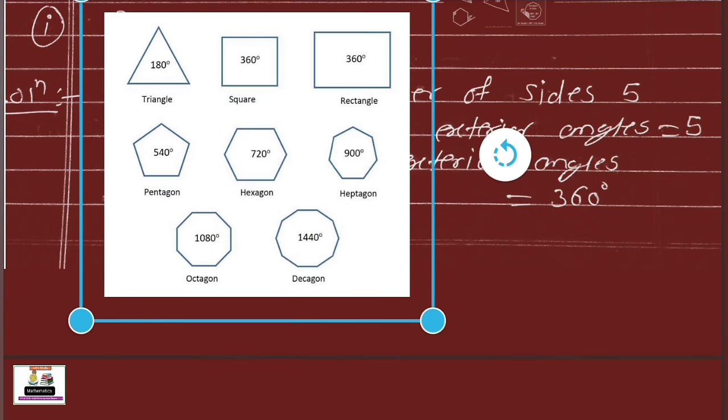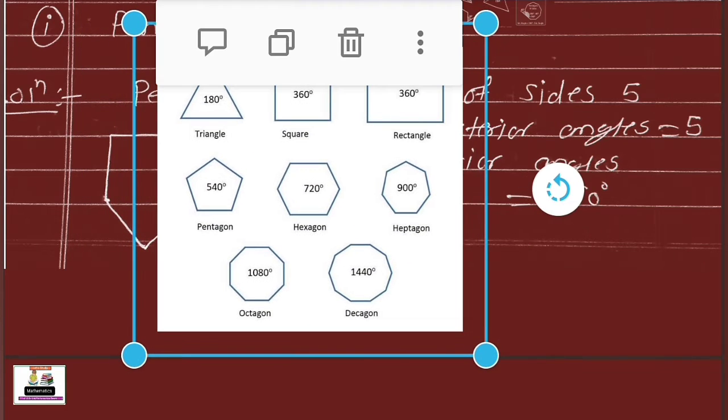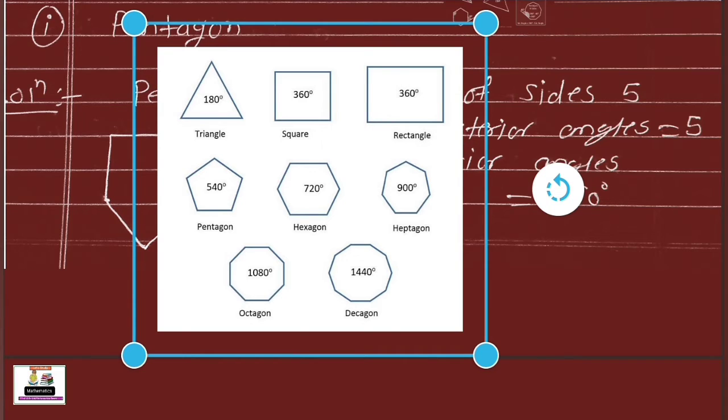This is a polygon. Here an irregular shape, and here pentagon, hexagon, heptagon, octagon, decagon, rectangle, square, triangle. These are polygons. Pentagon means having 5 sides, then it is called a pentagon. Hexagon means having 6 sides, then it is a hexagon. And the angle is 120 degrees.